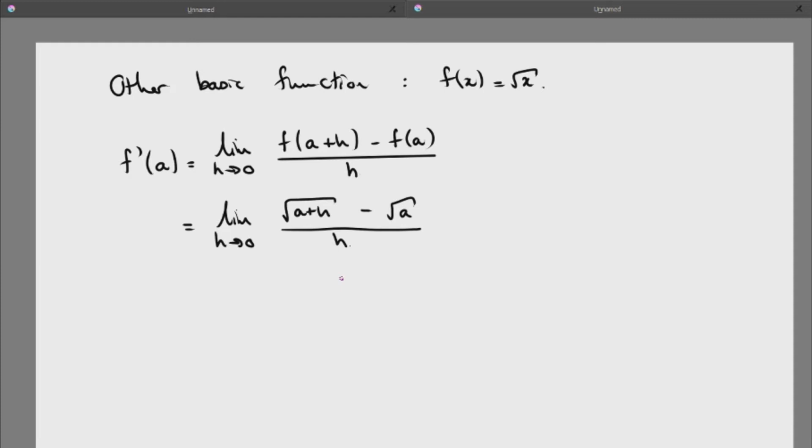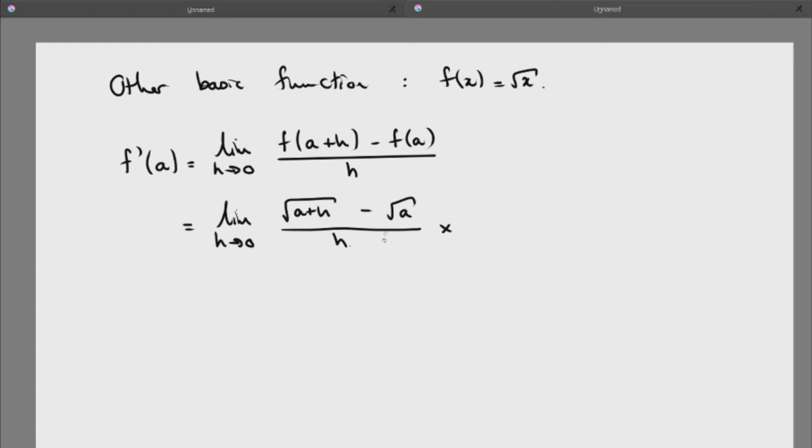So I need to simplify this. And in the case of a square root expression like this, there's a very specific way to simplify. I'm going to multiply by 1. And because it's 1, I haven't changed anything. But I'm just going to write 1 in a super fancy way.